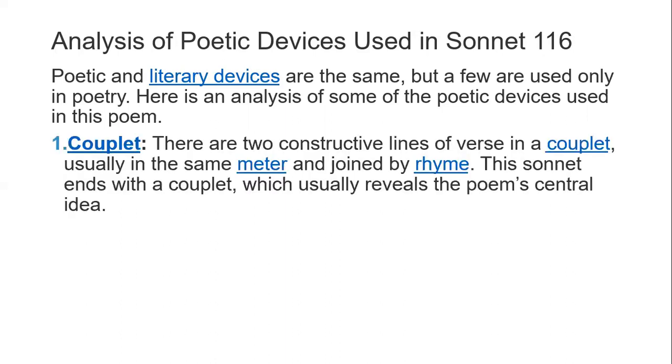First, the concluding couplet: two consecutive lines of verse, usually in the same meter and joined by rhyme. This sonnet ends with a couplet, which usually reveals the poem's central idea. As far as sonnets are concerned, an octave and sestet are usually used, but in this sonnet we basically have three quatrains and the last one is a couplet, which we have already discussed in our last video.